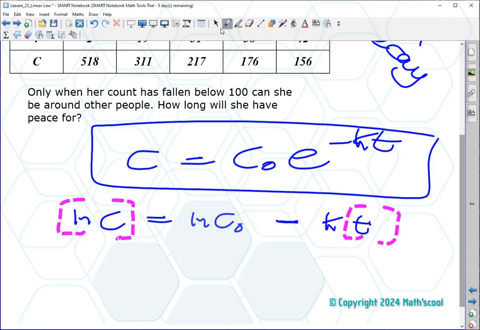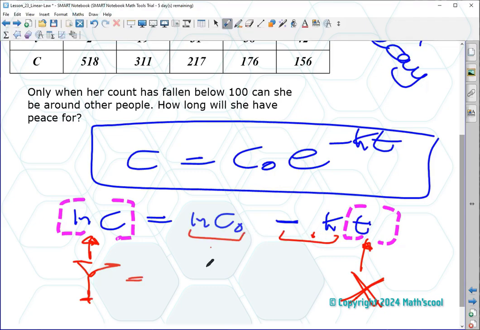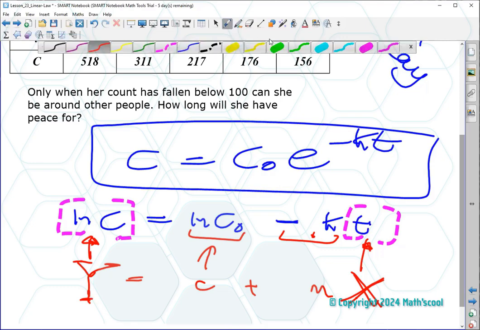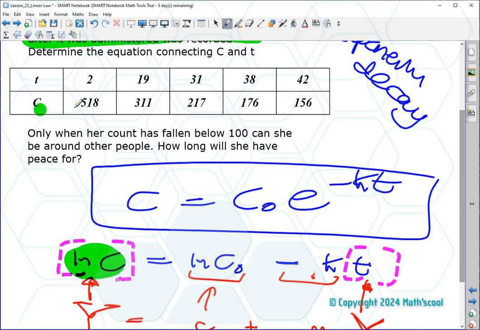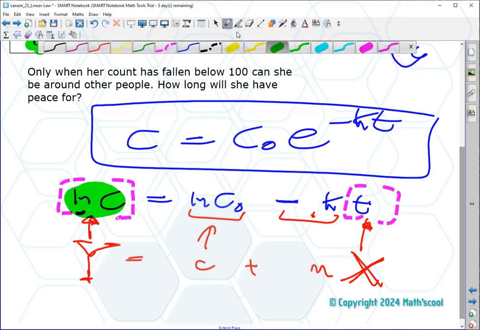The reason I'm boxing that is because this is now going to be renamed as y, and this is now going to be renamed as x. And so what I should get is y equals mx plus c. The rule is whatever you decide is y can only have variables in it. C is a variable. Whatever you decide is x can only have variables in it.